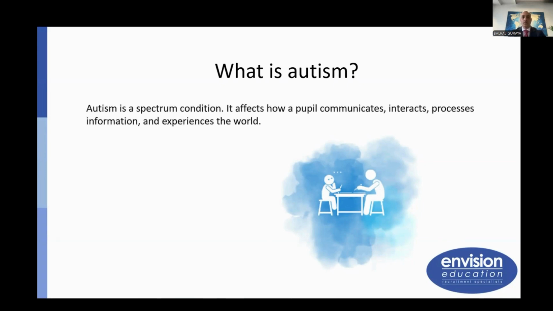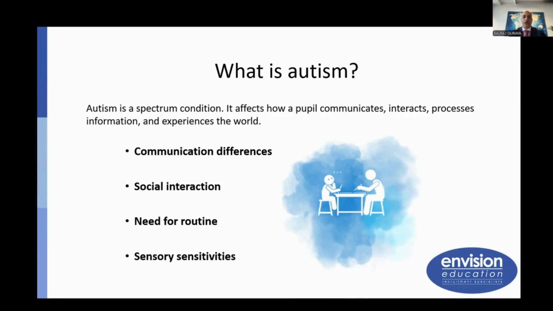So autism is a spectrum condition and essentially affects how a pupil communicates, interacts, processes information, and experiences the world. So as you know, children with autism have got different ways of communicating and they perceive and see things differently to how others see it. So you'll find that they'll have communication differences. Their social interaction may be limited.